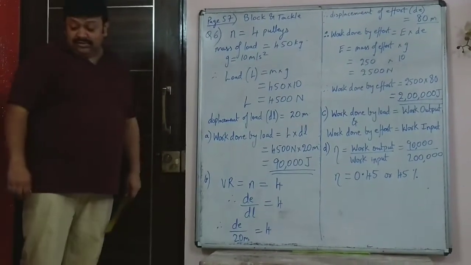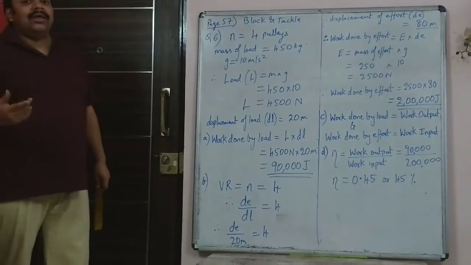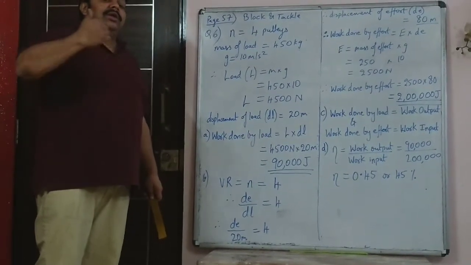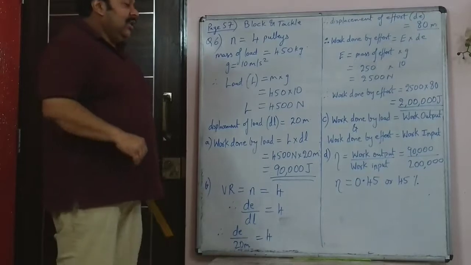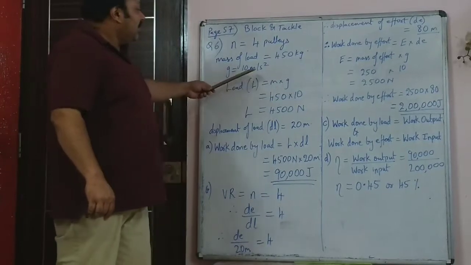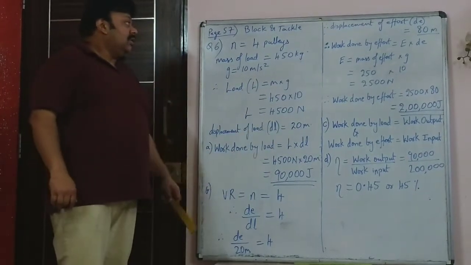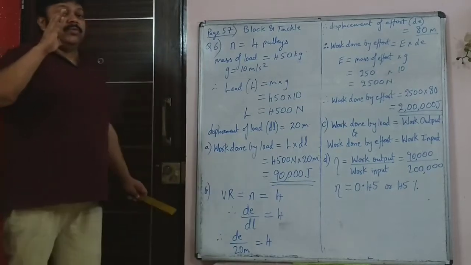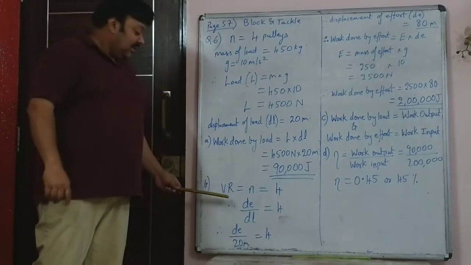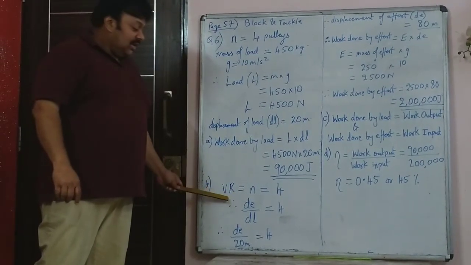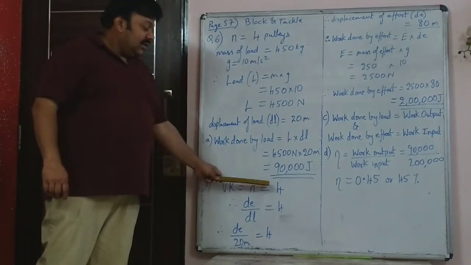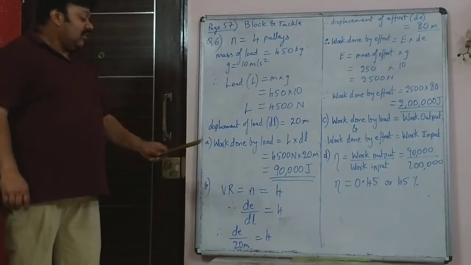Second question asks this: find the work done by the effort. So work done by the effort means effort into displacement of effort, that is work input on the input side. So first thing, we don't know what is displacement of effort. You know the displacement of the load, that was given 20 meter, and it's also mentioned that it is a 4 pulley system. Now in any block and tackle or any movable pulley system, your VR remains constant. So from VR, which is having the formula VR is equal to n, we can find the VR is 4 because number of pulleys were 4.